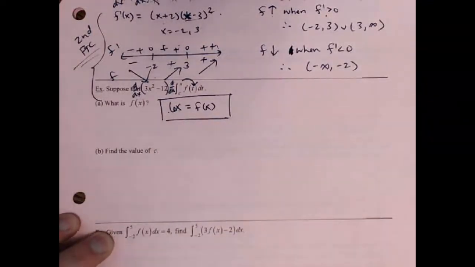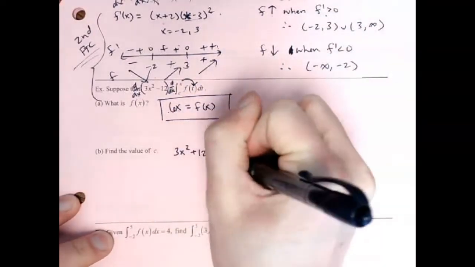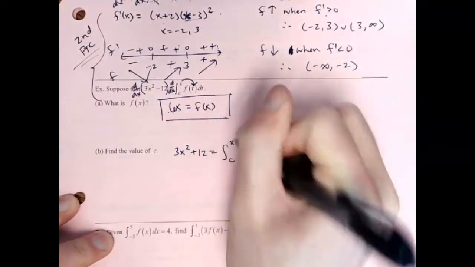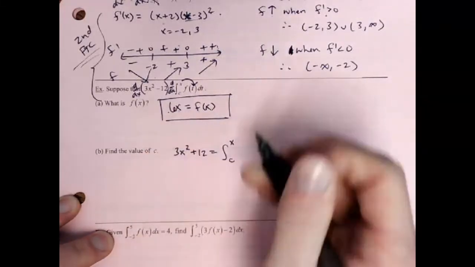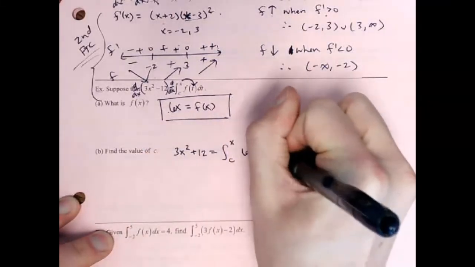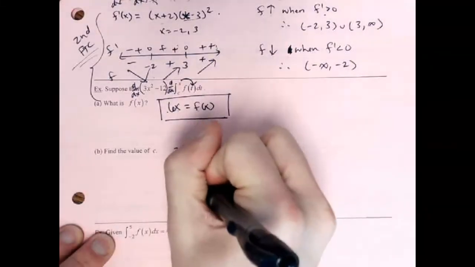Now it says find the value of c. So we're going to take that function and plug it back in. Instead of f of t, I know the function f of x is 6 times x, so f of t would be 6 times t. Let's just try to integrate it, and let's see what we can do. The left side's still the same for now.